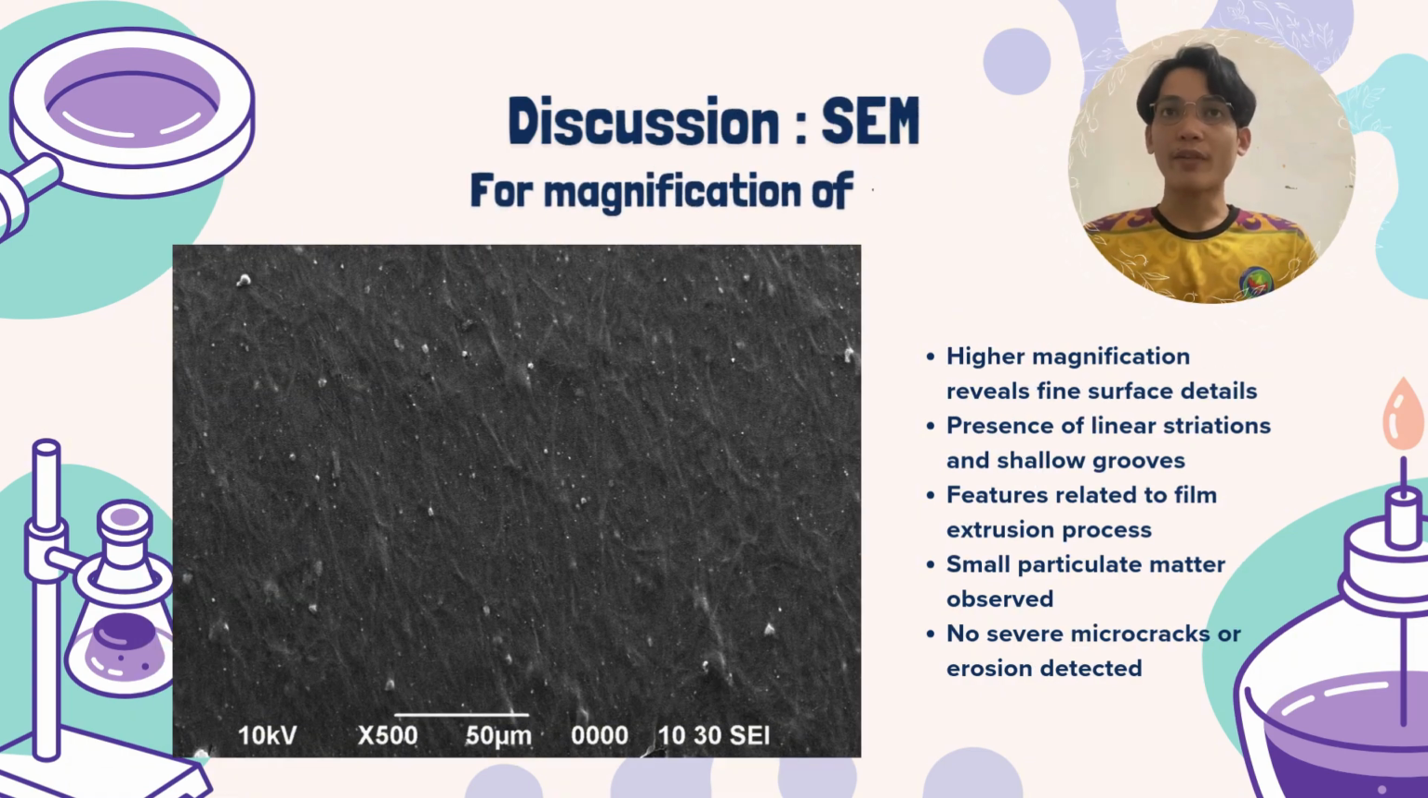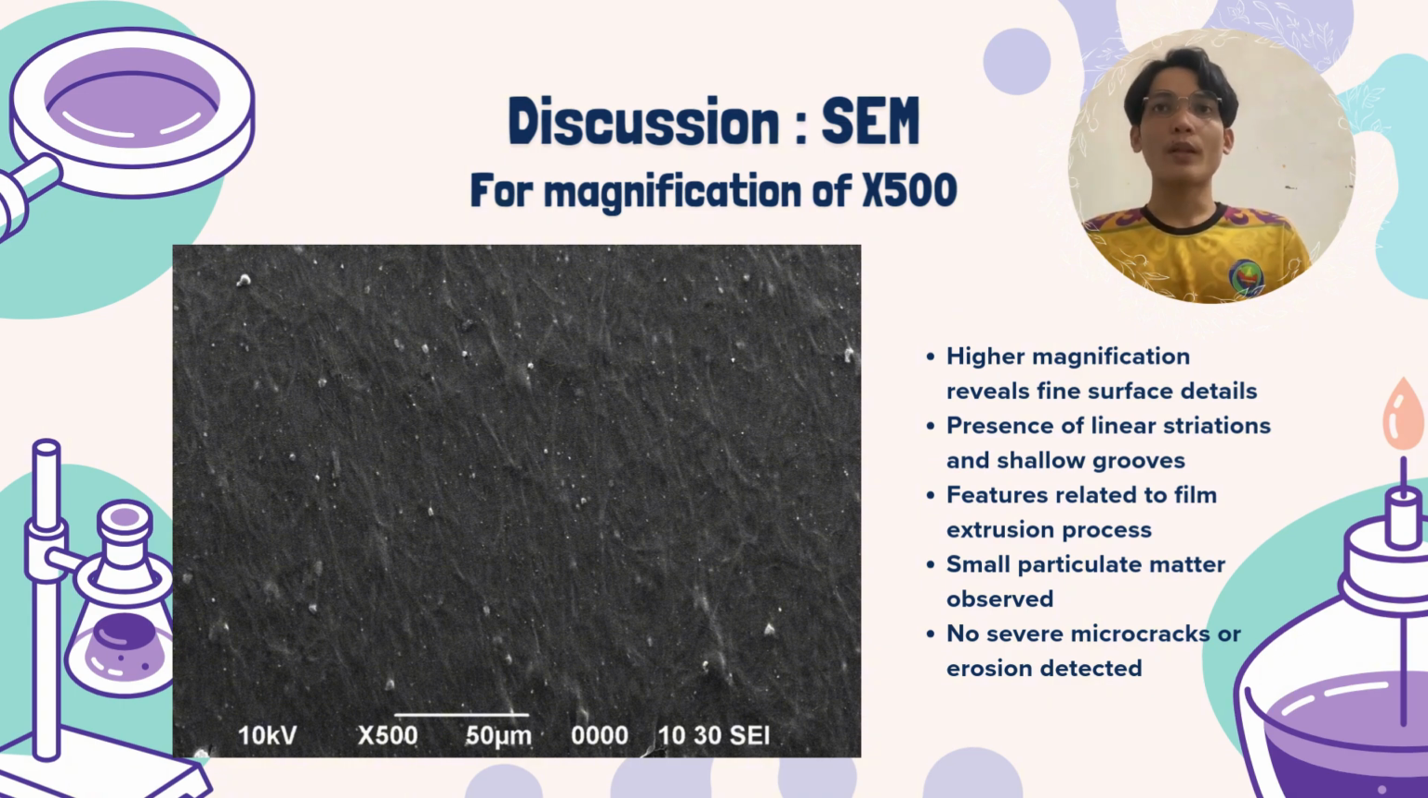At a higher magnification of 500, finer surface features become more visible. Linear striations and shallow grooves can be observed across the surface, which are likely associated with the film extrusion and stretching processes during manufacturing. Small particulate features are also present, possibly originating from additive handling or sample preparation. Importantly, no significant microcracks, deep fissures, or surface erosion are detected. This indicates that the plastic bag has not undergone extensive microscale degradation and that the polymer matrix remains largely intact. Overall, SEM analysis at both magnifications shows that the plastic bag surface remains structurally stable with only minor surface irregularities.